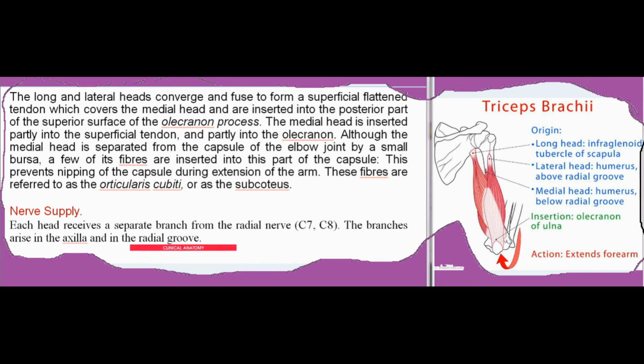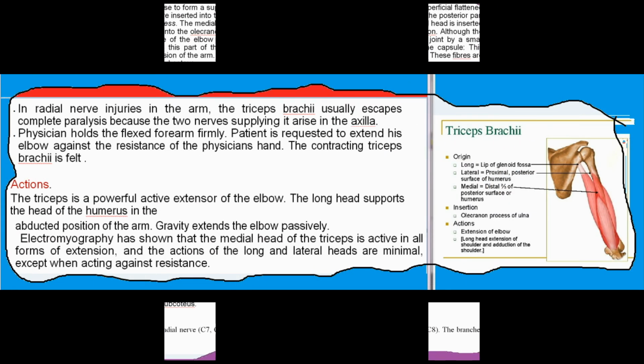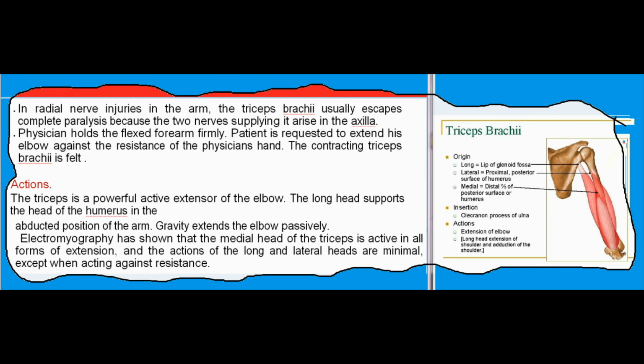Nerve supply: each head receives a separate branch from the radial nerve, C7, C8. The branches arise in the axilla and in the radial groove. In radial nerve injuries in the arm, the triceps brachii usually escapes complete paralysis because the two nerves supplying it arise in the axilla. Testing: the physician holds the flexed forearm firmly. The patient is requested to extend his elbow against the resistance of the physician's hand. The contracting triceps brachii is felt.